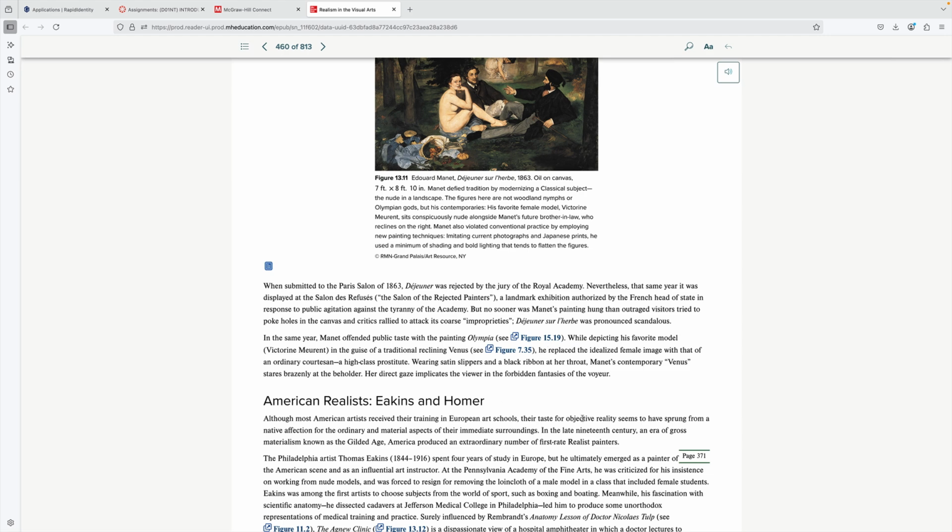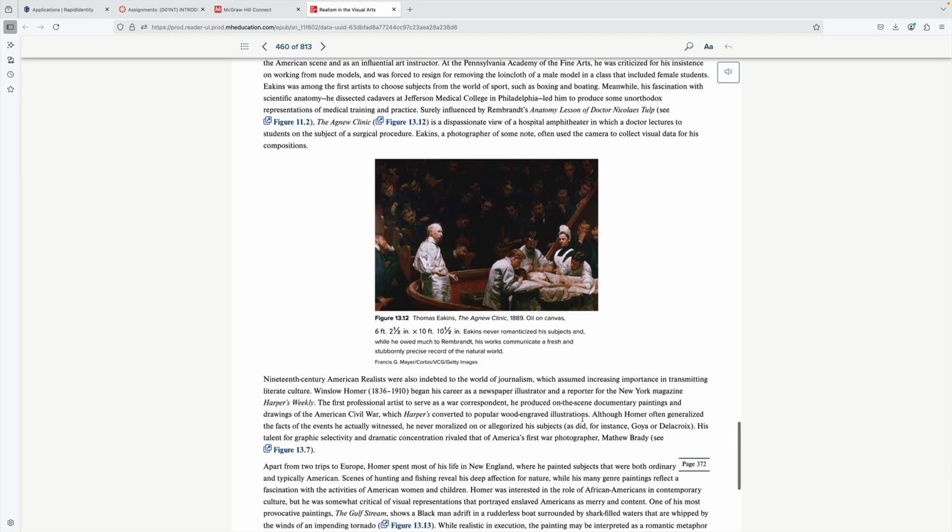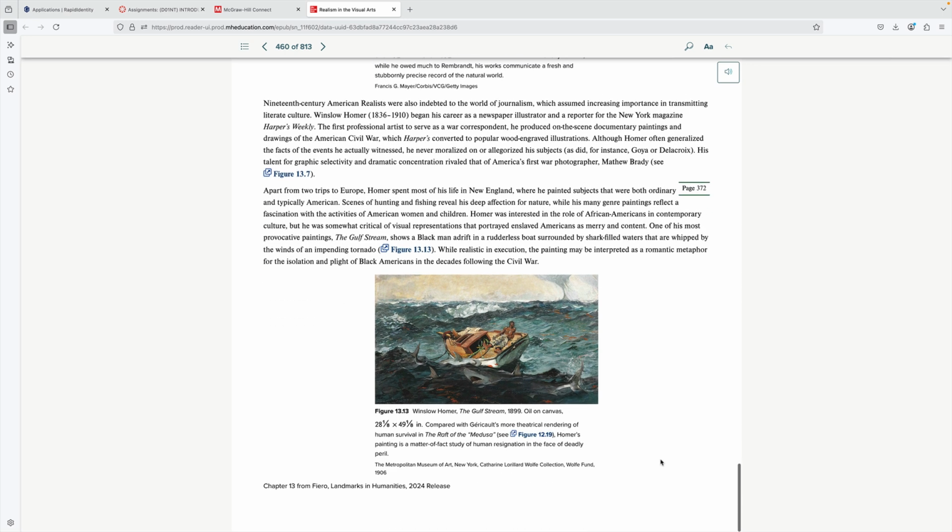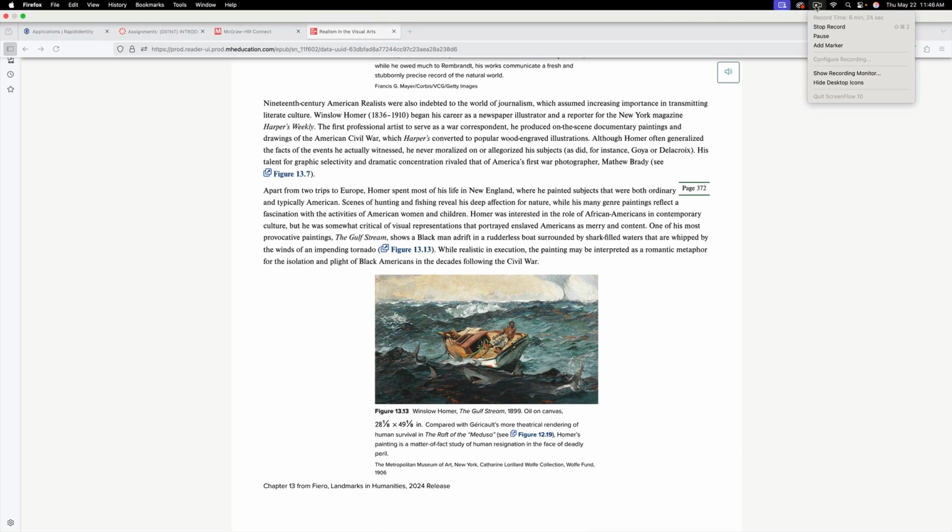So that's why Manet is important. Also the paintings, of course, but he had a big societal impact. This is just a short one.